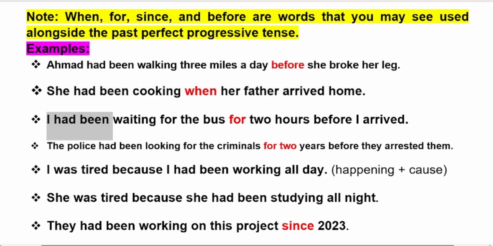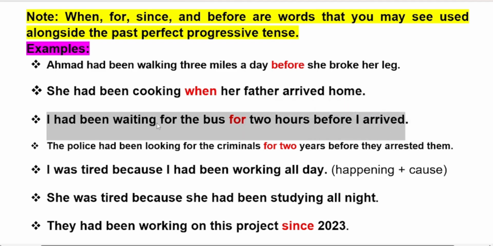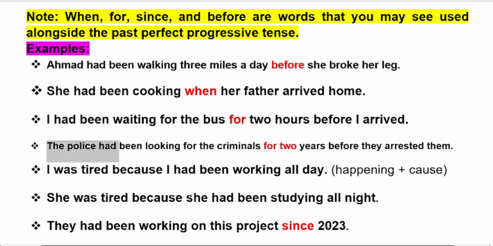Or the next example: I had been waiting for the bus for 2 hours before I arrived. Okay? I had been waiting how long? For 2 hours for the bus when it arrived. Or the next example: the police had been looking for the criminals for 2 years before they arrested them, or they caught them.